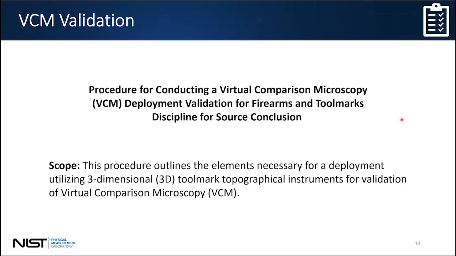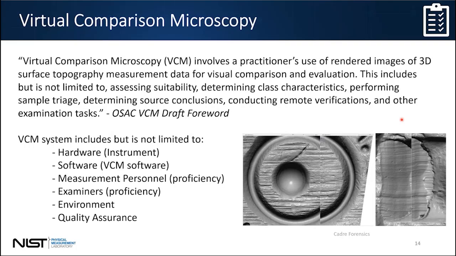and you'll see why. So in virtual comparison microscopy, I took a chunk of text out of the OSAC VCM draft, the foreword portion of it. So we all understand what VCM is, but again, what purpose you're using it for determines what kind of validation you run. Just like Todd just mentioned, he was doing triage and class characteristic determinations, but then there's also assessing suitability, performing triage, determining source conclusions, conducting remote verifications. Basically, whatever you're going to use that system for, you have to design a validation plan to test that particular set of tests and whether it's fit for purpose or not.